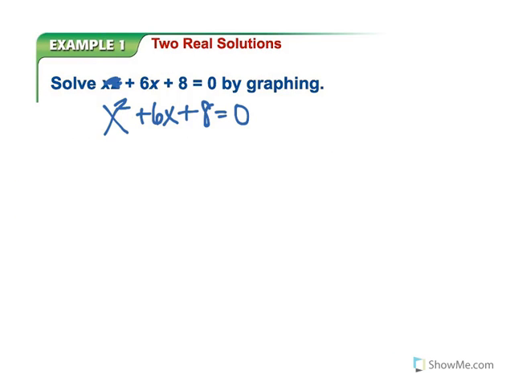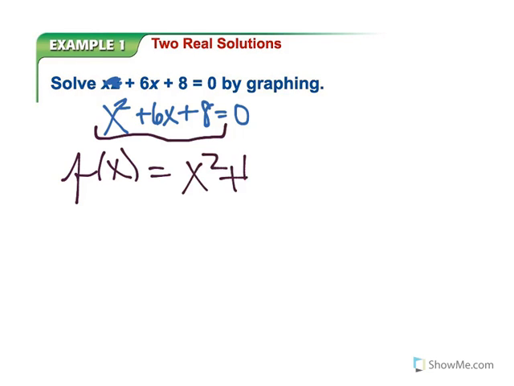For first example, we're going to solve x squared plus 6x plus 8 equals 0 by graphing. When you plug this into your calculator, where it says f of x equals, all you're going to do is plug in x squared plus 6x plus 8. You don't actually put in the equals 0.